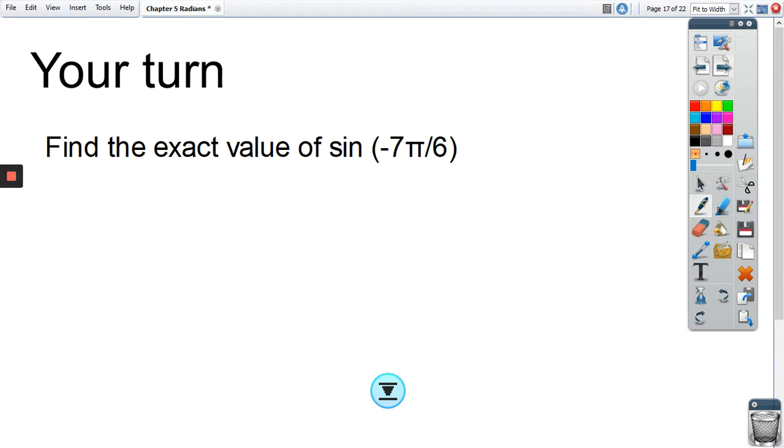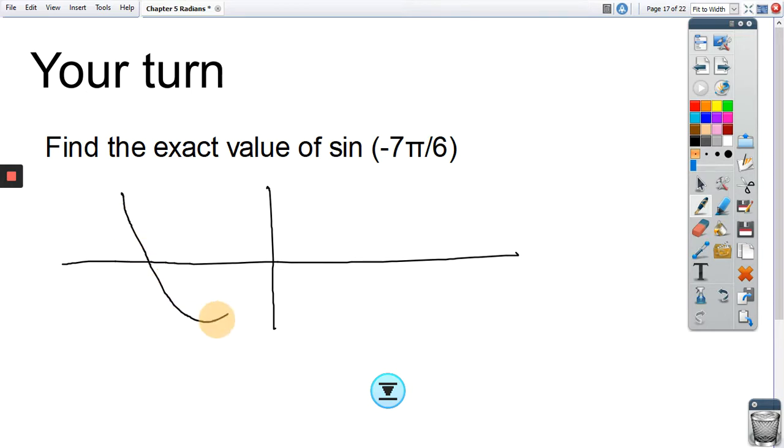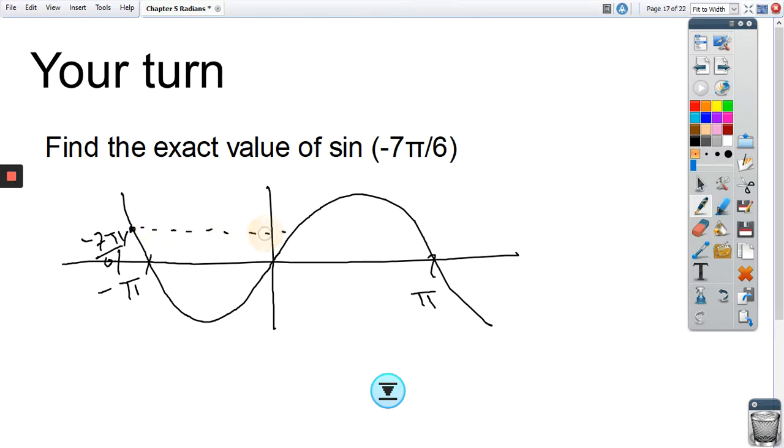Then if we think about the graph of sine, let's take it all the way into the negatives. Here's my beautiful sine curve with this value here being pi. Here's minus pi here. Now, what we want here is minus 7 pi over 6, which is this point here. And what we're looking at is what this value is here.